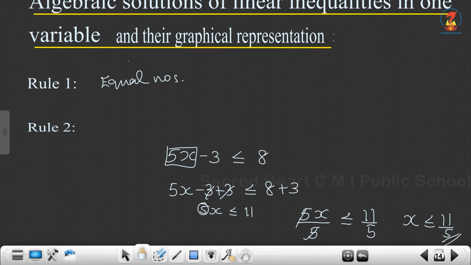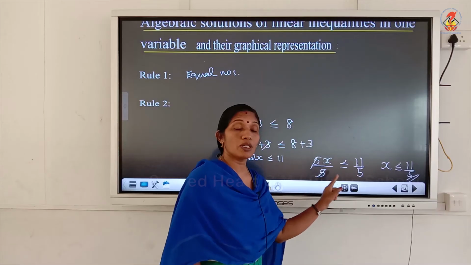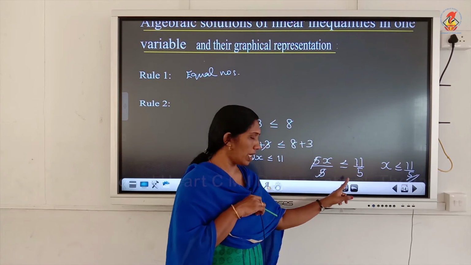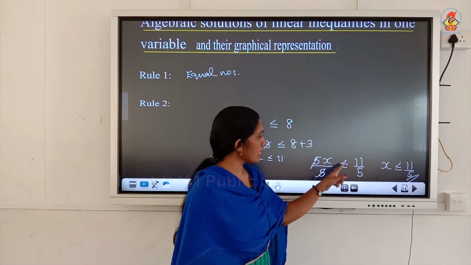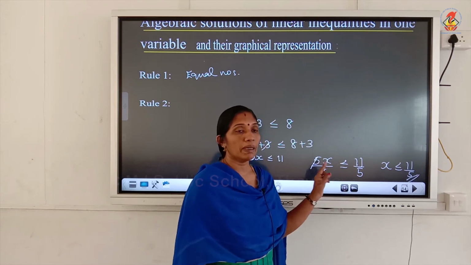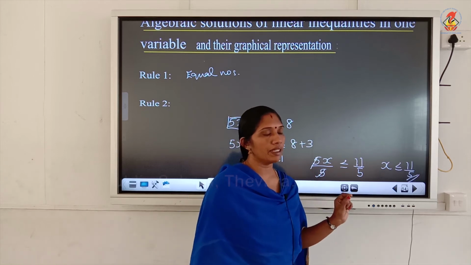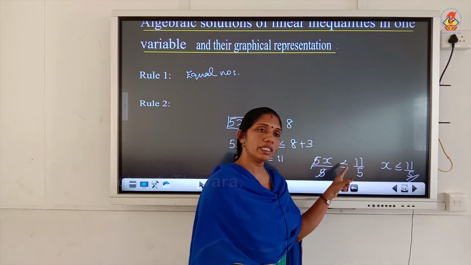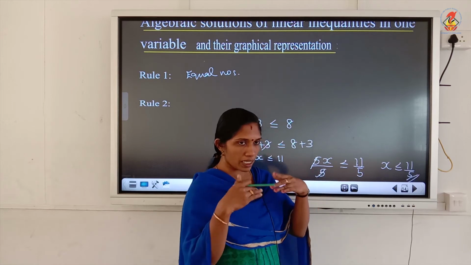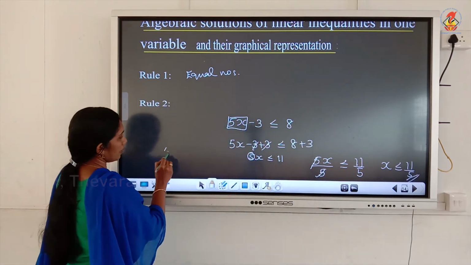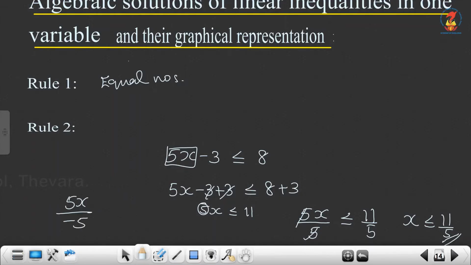So here I divided both sides by a positive number, by this positive 5, so the sign won't be affected. But if I divide by a negative number, then the inequality sign will change. The opposite sign will come. If I divide by minus 5, then you have to put greater than or equal to 11 by minus 5. Okay, so that is the rule for multiplication and division.